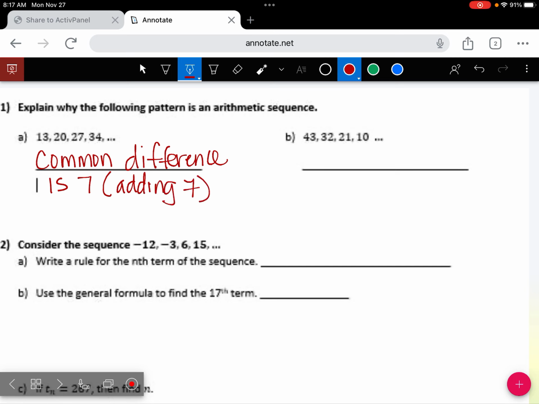And these are your notes. You can paraphrase them. You don't have to write exactly what I write. For the next one, the numbers are decreasing, which means I'm adding a negative number. What number am I adding? I went from 43 to 32, 32 to 21, 21 to 10, a negative 11. So my common difference, CD, is negative 11. That means I'm adding negative 11.